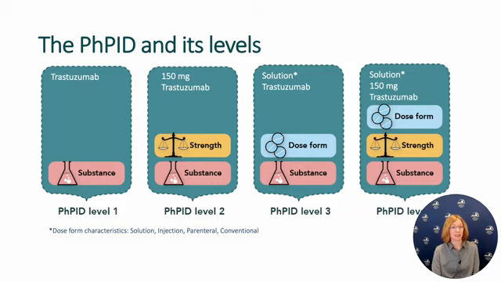The PhPID will be created in 4 different levels, depending on the granularity of the information available, and of course based on the standards on the previous slide. The first level is generated using the unique global substance identifier only. The second level is generated using the substance identifier in combination with strength. And the third level is generated using the substance identifier in combination with dose form.